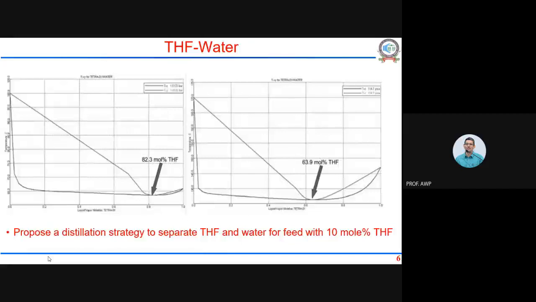Another example of the same category is THF and water. At 1 atmosphere, the TXY curve for THF and water is like this. The azeotrope is a minimum boiling azeotrope, 82.3 mole %, whereas at a pressure of almost 8 bar, 8 atmosphere, it's 114.7, but don't worry, it is too small to be seen.